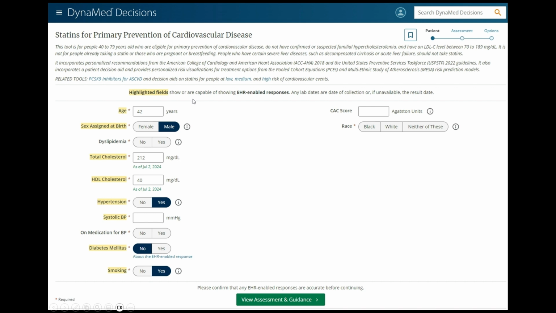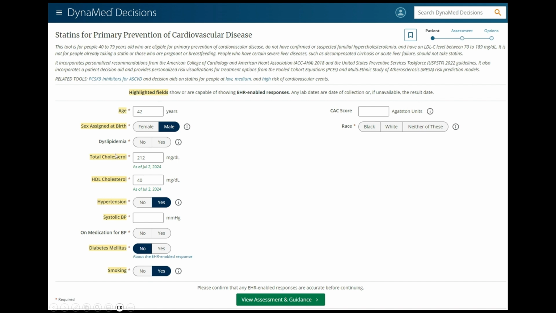And again, if you're in an EHR integrated environment, your landing page will look largely like this. And it's a notification saying that the highlighted fields are those that are candidates for EHR pre-population. And there's also a notification that any lab dates shown are the date of collection, that is the date of most interest. And if that is not available, the result date.